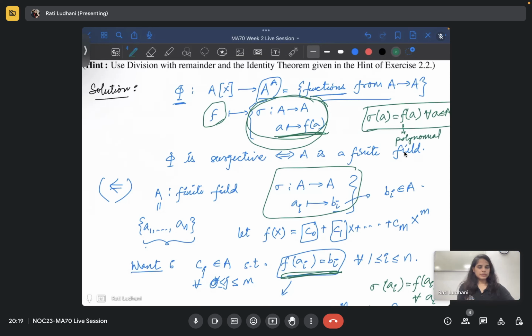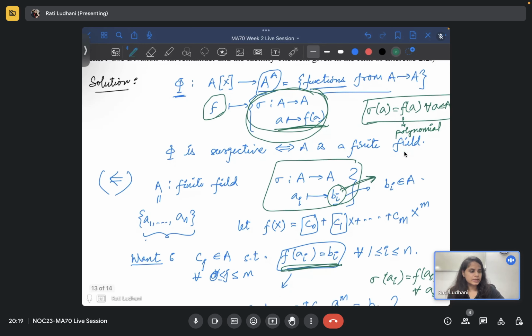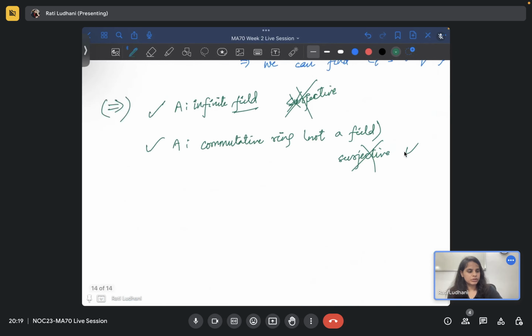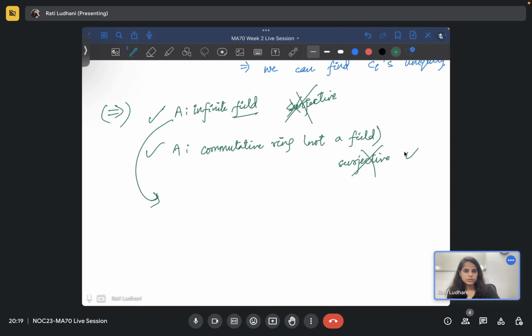Oh, okay. Basically, we need to find the polynomial and the coefficients. The Bi's have no role in this. The Bi's could be anything. Their role is that, for example, for an infinite field, you can try to find some sigma from A to A, such that where A maps somewhere, then you can try to find. For example, I will just write.